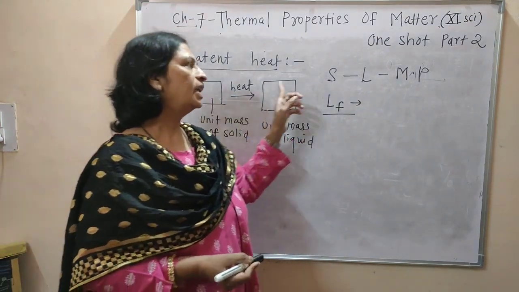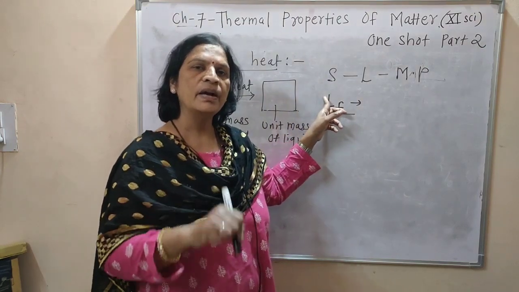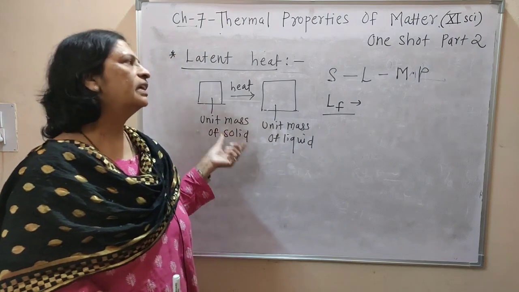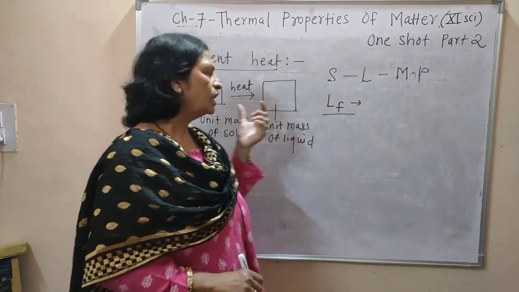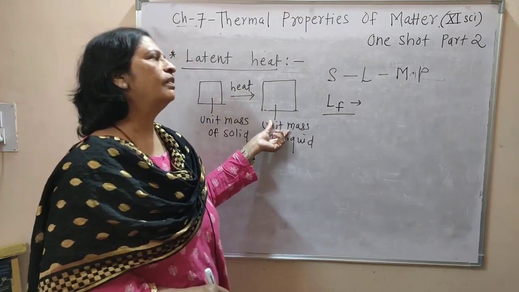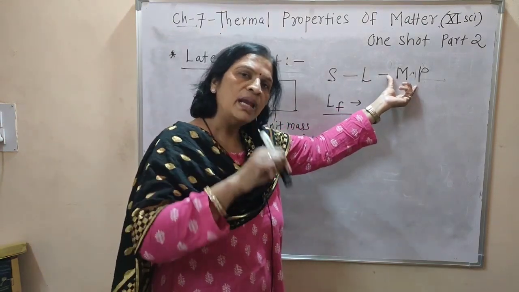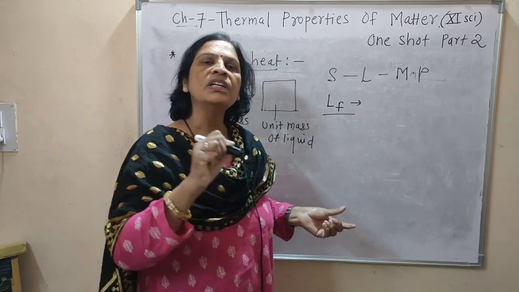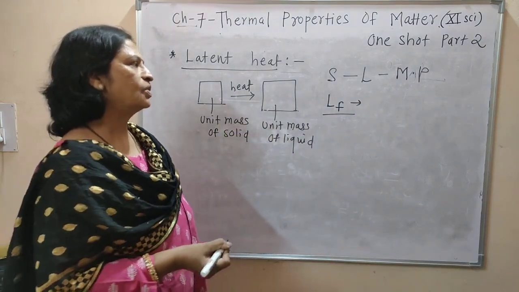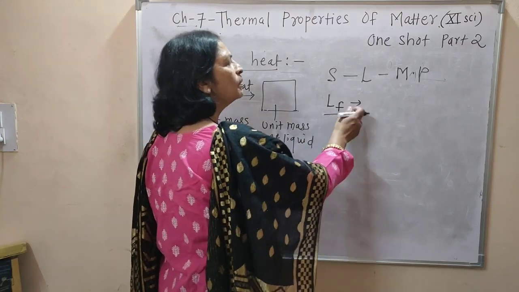The latent heat of fusion is defined as the amount of heat or quantity of heat required to change the unit mass of solid into unit mass of liquid at its melting point without change in temperature. And that is the definition of latent heat of fusion.